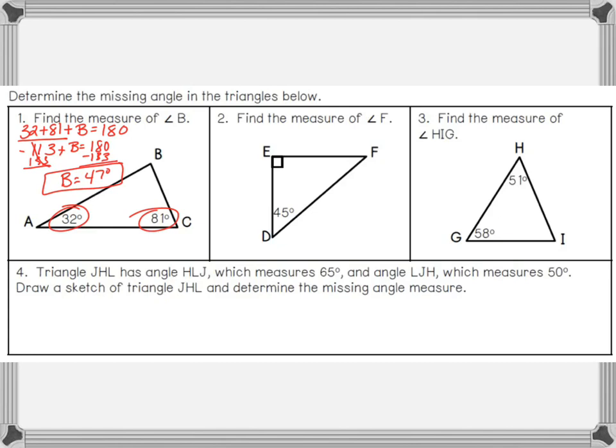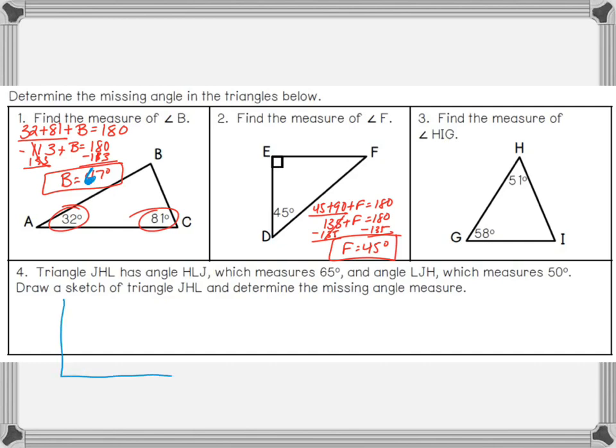I want you to do the same thing with question 2. Pause the video, work it out. All right, when you solve this, you should have gotten 45 degrees as your answer. Come back here to question number 1. Did you find my mistake? I hope so. When we subtract this, we should not have 47 as our answer. It should actually be 67. Okay, I subtracted wrong. Wow, look at that. Even teachers make mistakes.